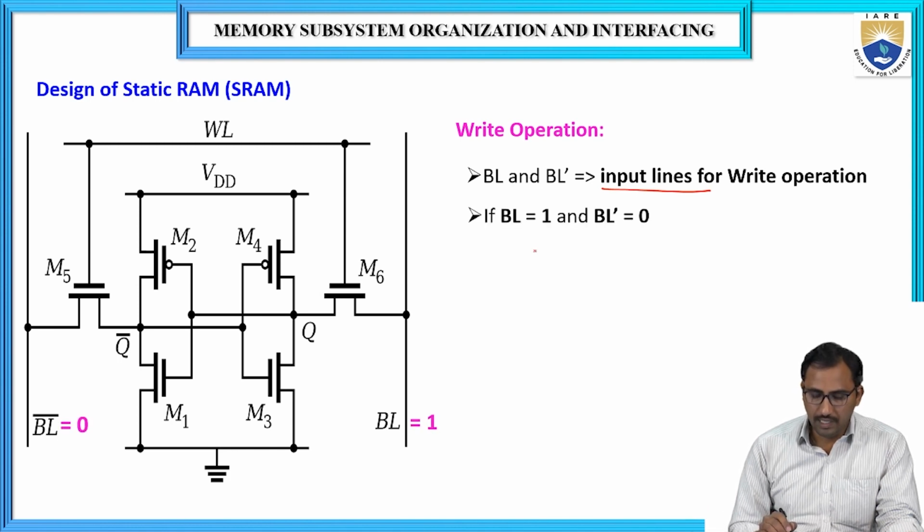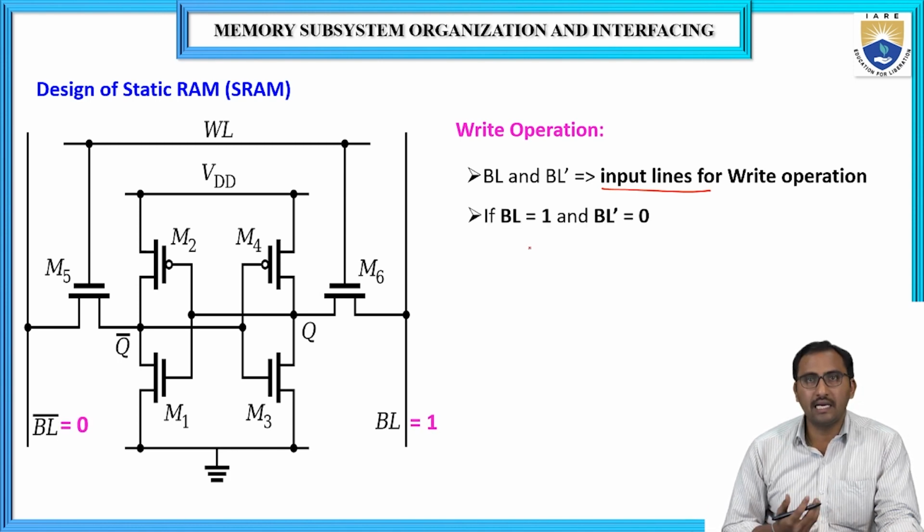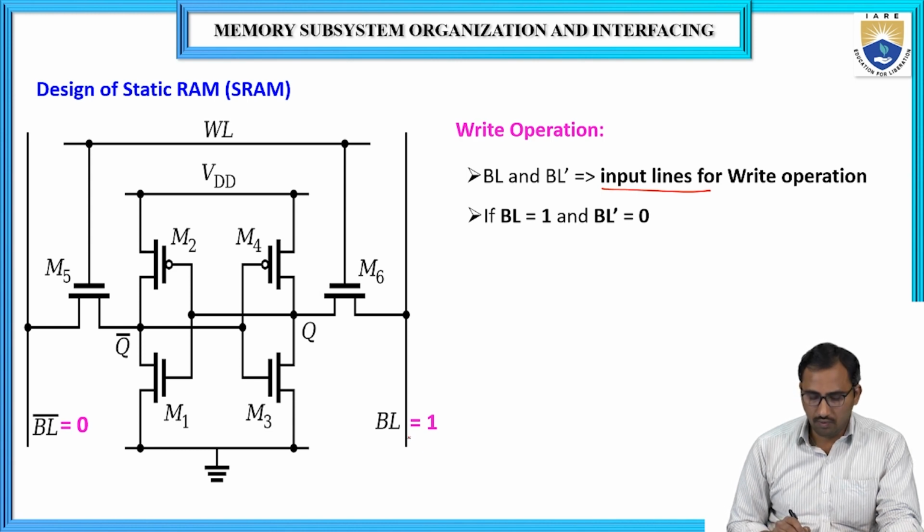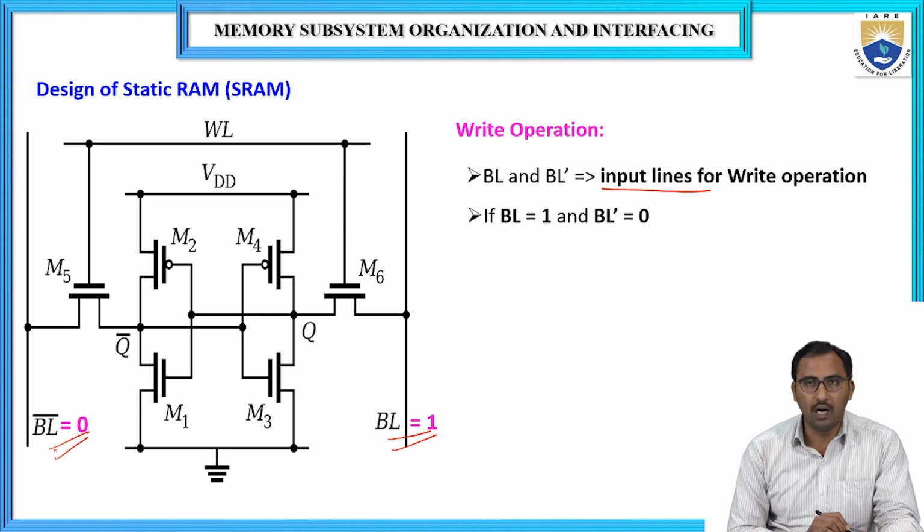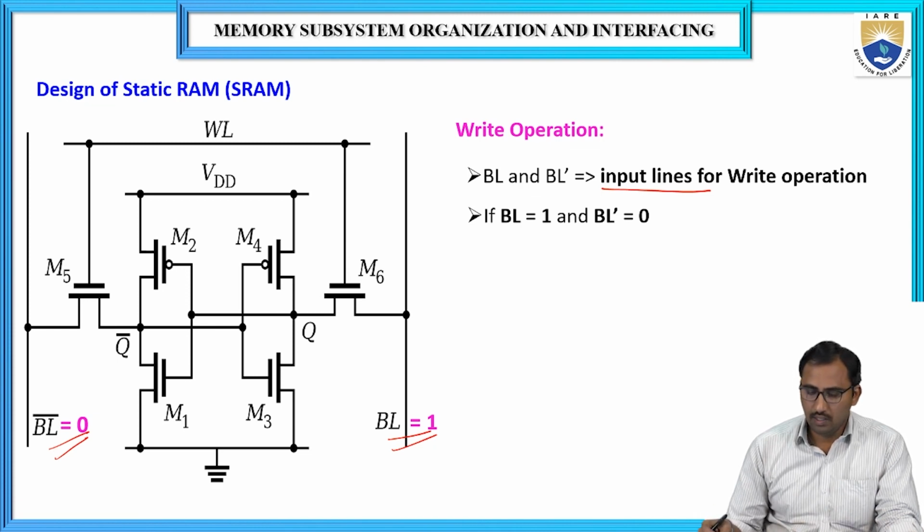That means we are writing the data into the memory cell. Here BL is equal to 1 and BL bar is equal to 0. In order to perform a write or read operation, WL is equal to 1.